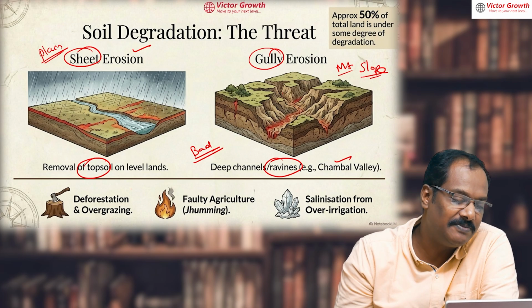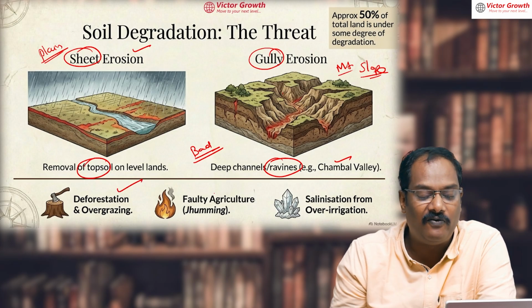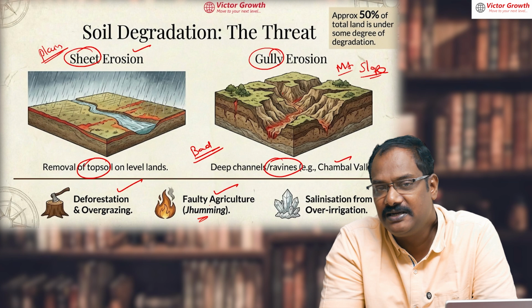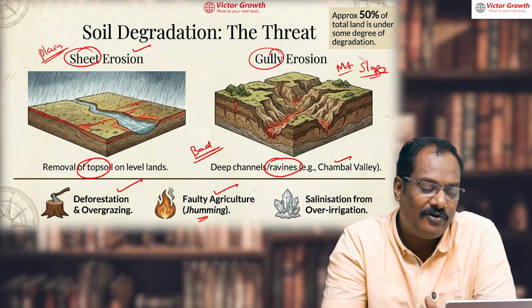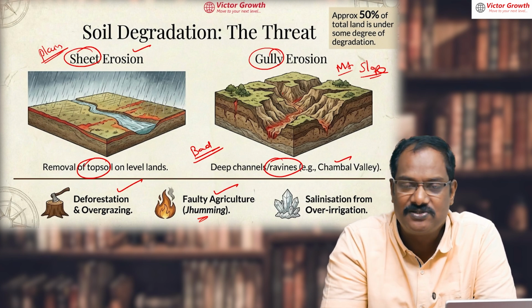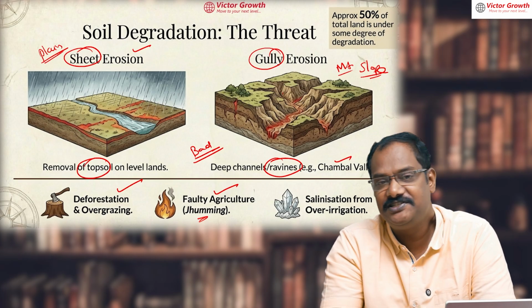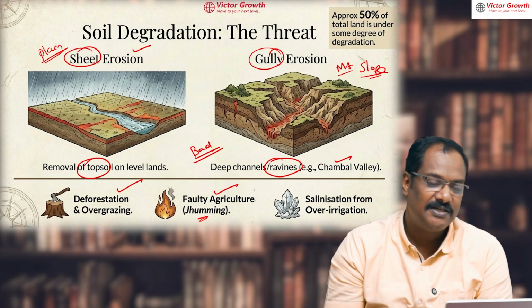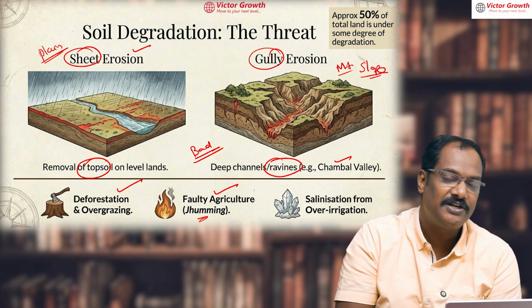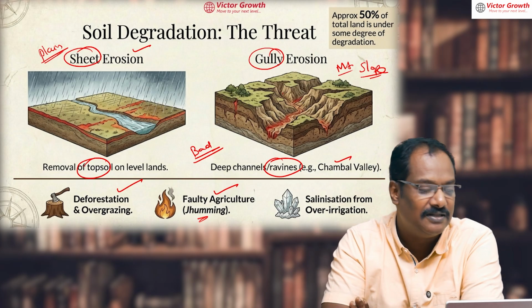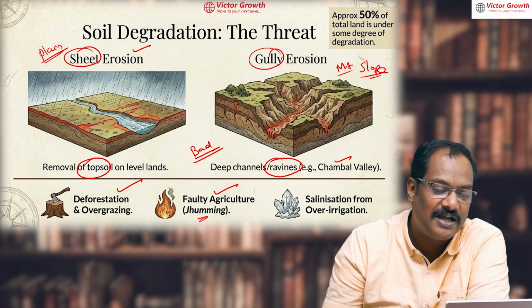The reason for the erosion mainly is deforestation. Faulty agriculture, jhum cultivation. Jhum cultivation is slash and burn cultivation, shifting cultivation followed mainly in the northeast region. That is also a reason for deforestation and erosion. Salinization is also because of over irrigation, as we have seen. So sheet erosion happens in a plain area. Every drop of water will splash and create sheet erosion. Gully erosion happens mainly in the mountain.